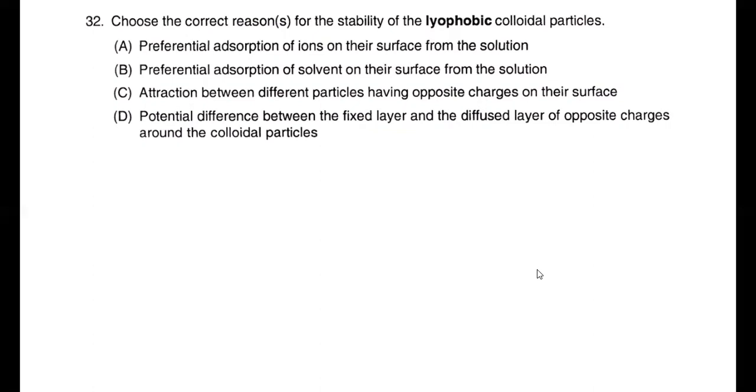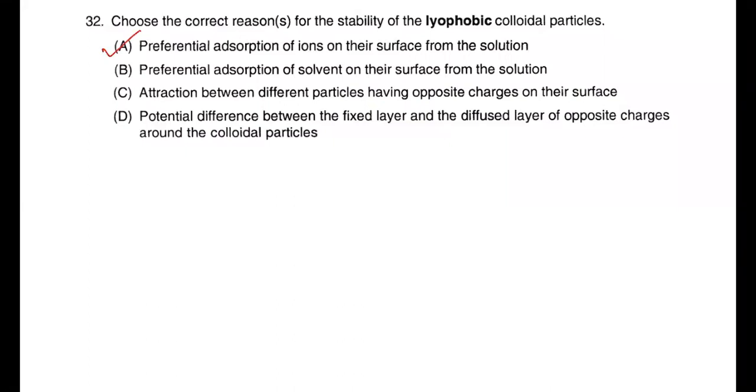First option is given: preferential adsorption of the ion on the surface of the particle. The correct answer is clear. Second option is given: preferential adsorption of solvent on the surface of the particle. This is wrong. This is the cause of stability of lyophilic colloids. In lyophilic colloids, the dispersed phase and dispersion medium are extremely solvated. So in lyophilic sols, the solvent has high affinity with the dispersed phase. That's why their stability is higher, which is not the case for lyophobic colloids. So option B is incorrect.